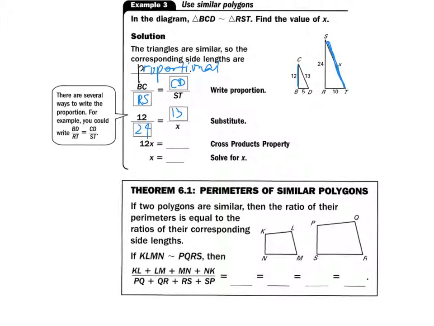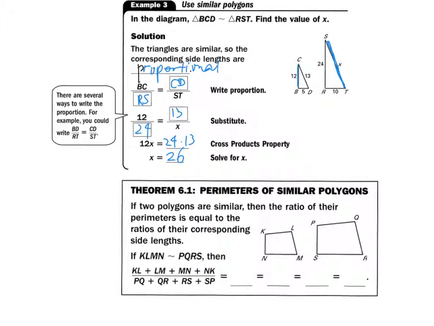You do your algebra, use the cross product property, cross multiply. You should have 12x equals 24 times 13. And that should give you 312, and divided by 12 on both sides, you should have x to be 26. So it's exactly the same problem, just add a little bit of algebra in there.